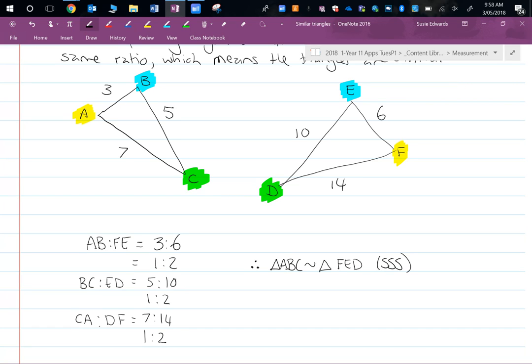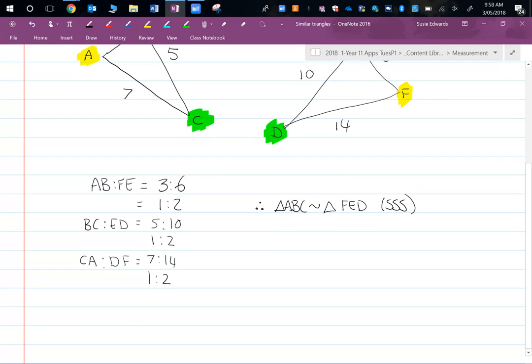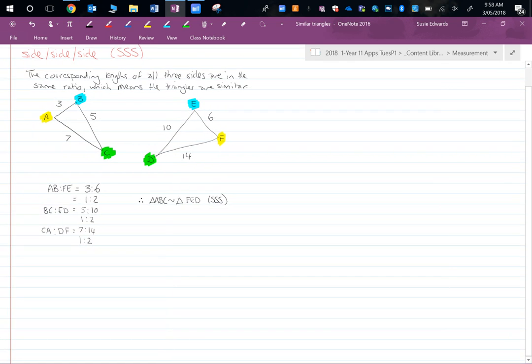Any questions about that? All right, the next one is angle, angle, angle. So there's three rules we're going to look at today. Side, side, side, angle, angle, angle. What do you think the rule is for this?